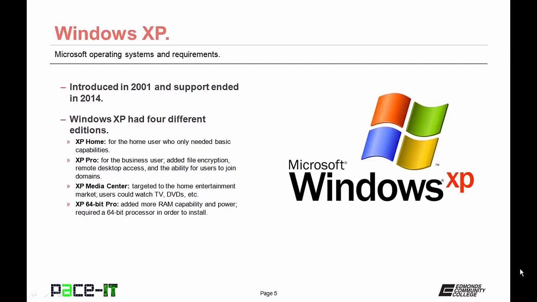XP Media Center was targeted to the home entertainment market. Users could watch television, watch DVDs, listen to music, etc. Then there was XP 64-bit Professional. That was XP's only 64-bit edition. It added the capability for more RAM and power, but it also required a 64-bit processor in order to install the operating system, and they were not that common back then.